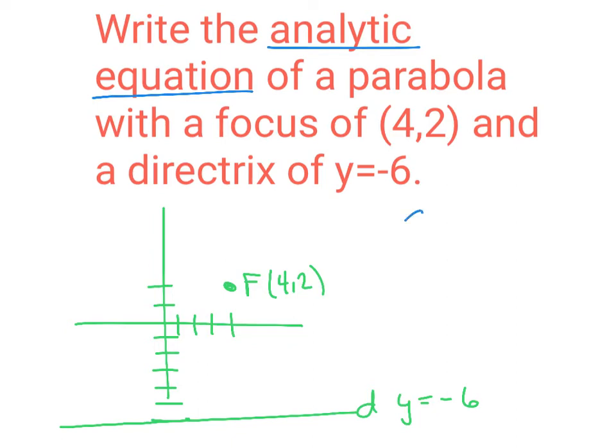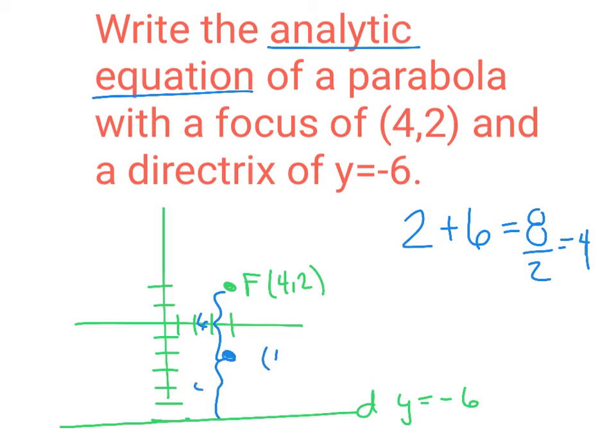Okay, so that vertex is going to sit directly in between. So I'm 2 above the x-axis and 6 below. That gives me a total of 8 in between those two. Cut it in half, and I have to go 4 away from each one. So if I'm above 2, then I'm going to go down 2. So I should have a distance of 4 here and a distance of 4 here. So I would say that point would be 4, -2 for the vertex.